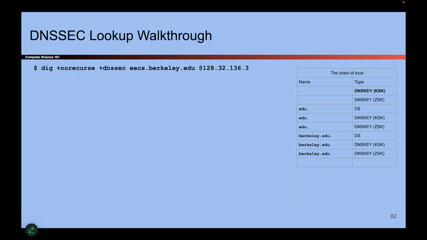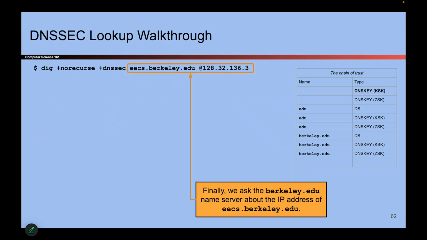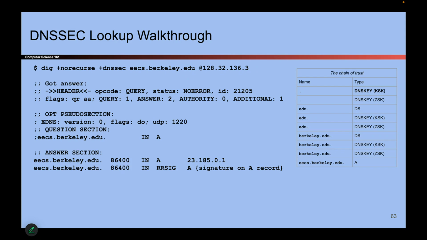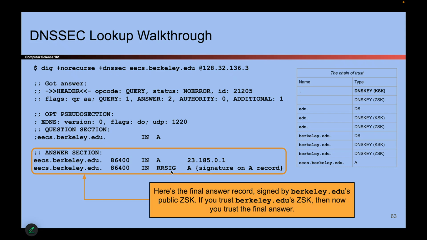And finally, we ask the berkeley.edu name server for the requested domain and its IP address, and we get back the answer. Here's the answer. eeks.berkeley.edu has IP address 23.185.0.1. That's our answer. And we also get a signature on the answer, and that's how we verify that the record hasn't been tampered with.